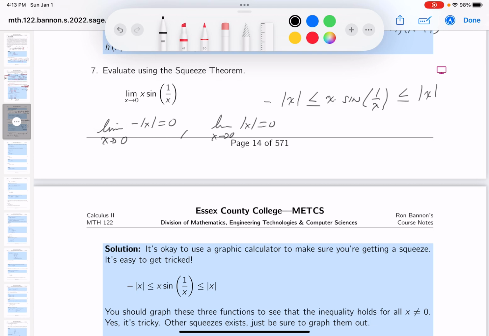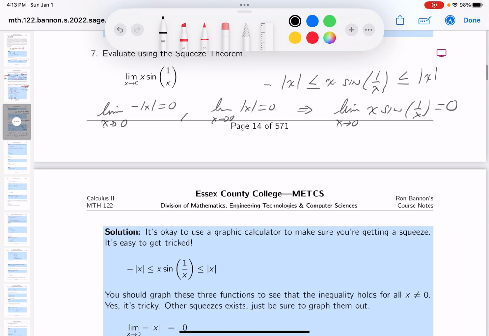That's also 0. So I can conclude by the squeeze theorem that the limit as x goes to 0 of the guy that's in the middle, the sandwich guy, is also equal to 0, all right? And that's pretty much the end of the story, all right?